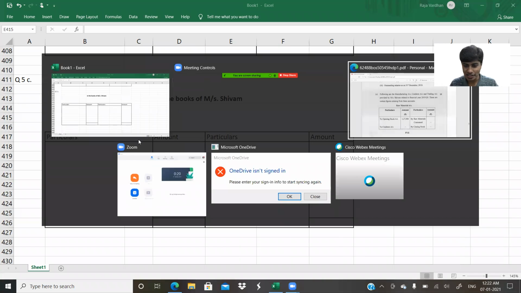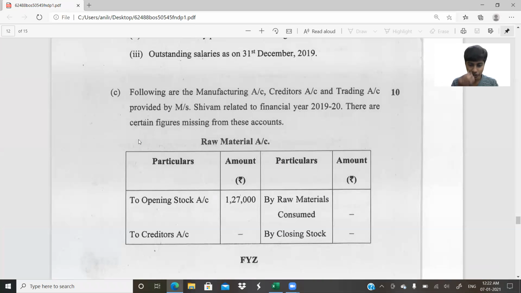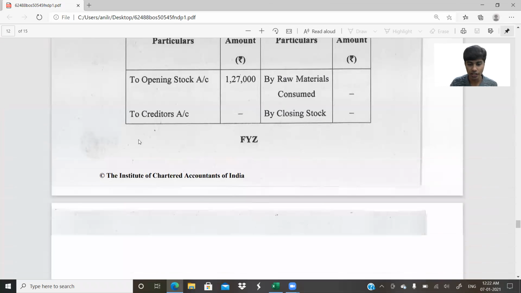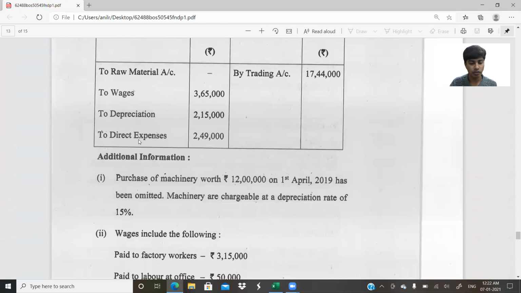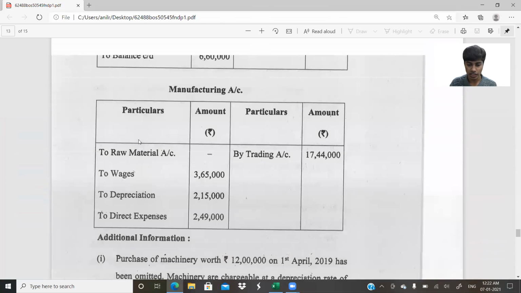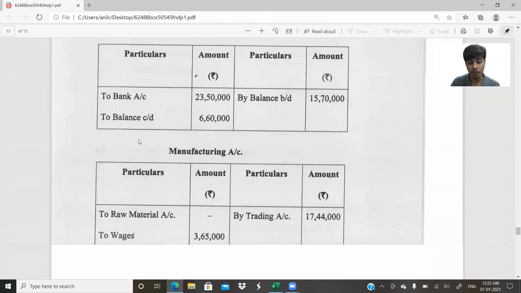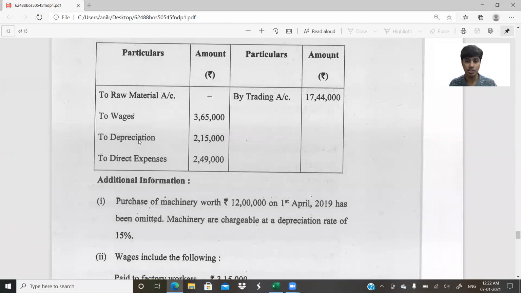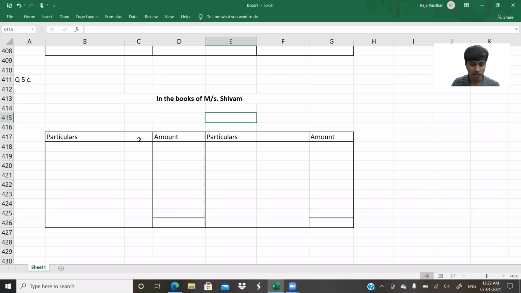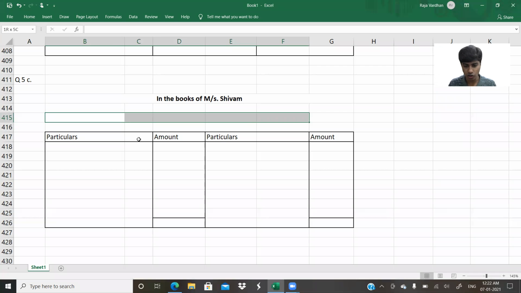So, question number 5C, as we were seeing previously, is a question which is relating to manufacturing account, trading account, and creditors account. So, with regard to this particular question, they have given data, but it's incomplete. So, we have to complete this data. It doesn't have trading account though. It has raw material account, creditors account, and manufacturing account. We'd have to fill up this question. We'd have to fill in the blanks type, and there is a couple of errors, and we need to rectify them. So the first ledger would be raw material account.